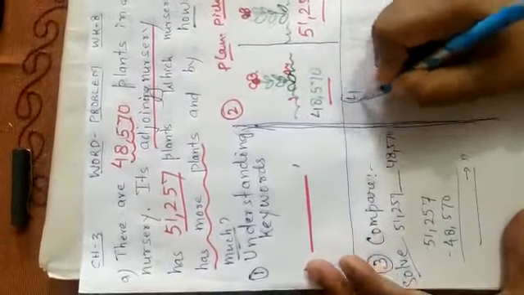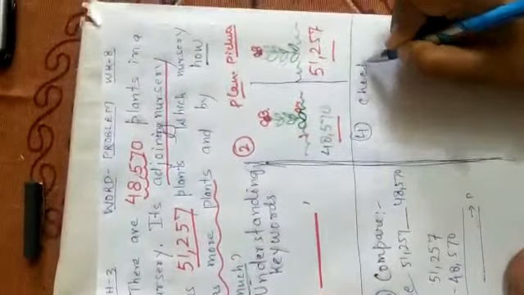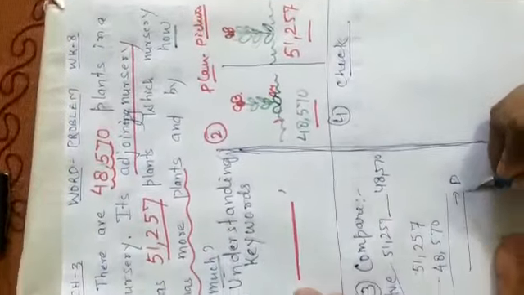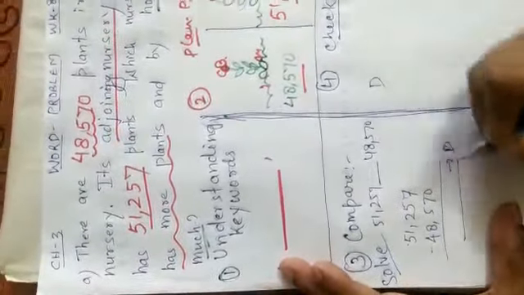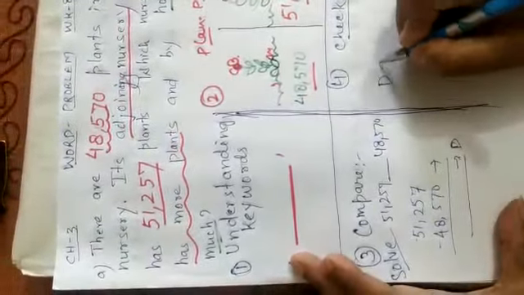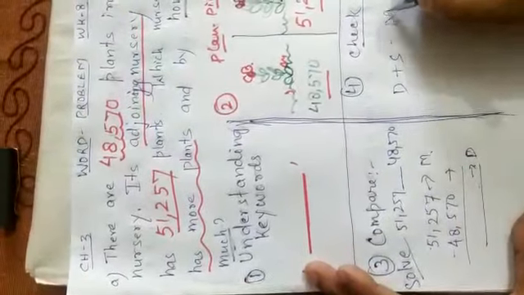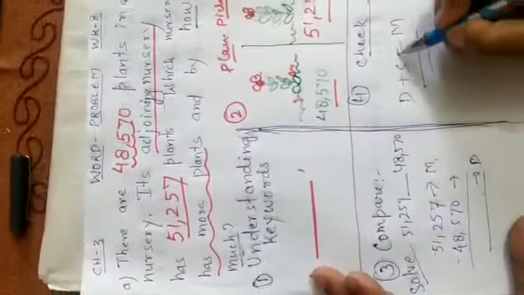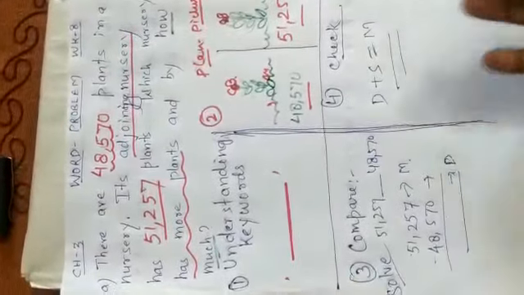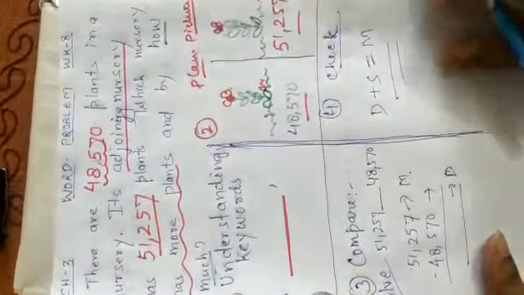The fourth point is we have to check our solution. So how will we check it? This is the difference. So we will add the difference and the subtrahend, and then we will get the minuend. If this equation is proved, then it means the solution is correct. Now let's start to do the problem.